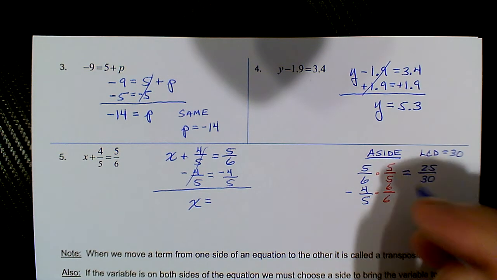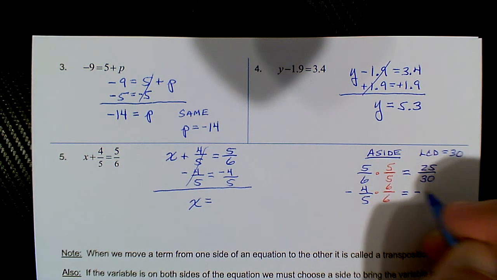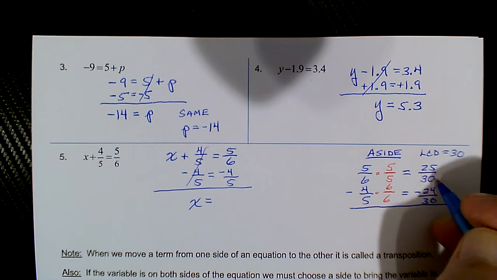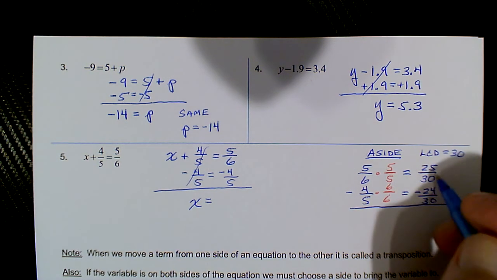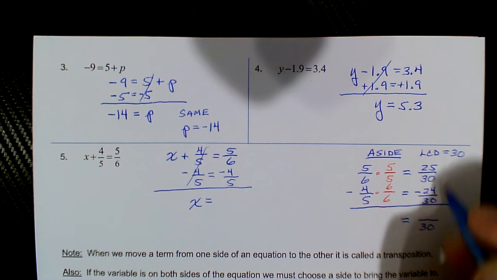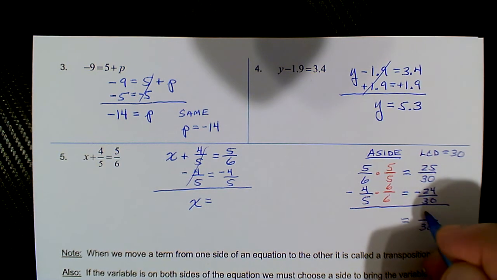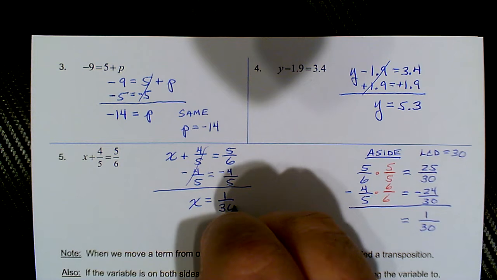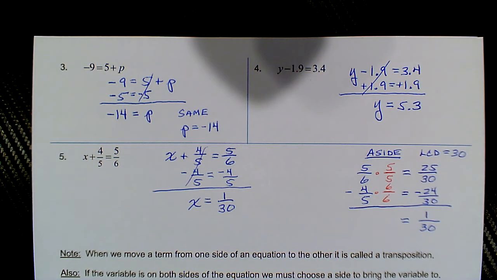And so the numerator is multiplied by 6 as well. So we get minus 24 over 30. And now we can combine them because they have the least common denominator. So we keep the denominator of 30, and 25 minus 24 is just 1. So 1 over 30. Okay, so you should just deal with the fractions.